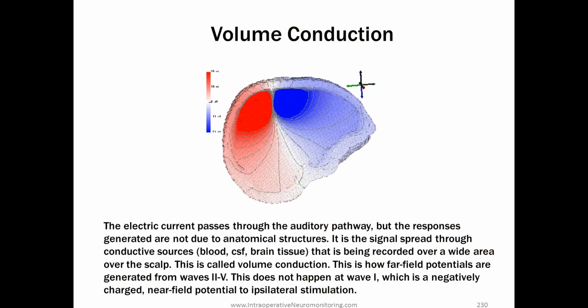Volume conduction. The electric current passes through the auditory pathway, but the responses generated are not due to anatomical structures. It is the signal spread through conductive sources like blood, CSF, or brain tissue that is being recorded over a wide area over the scalp. This is called volume conduction. This is how far field potentials are generated from wave 2 to 5. This does not happen in wave 1, which is a negatively charged near field potential to the ipsilateral stimulation site.